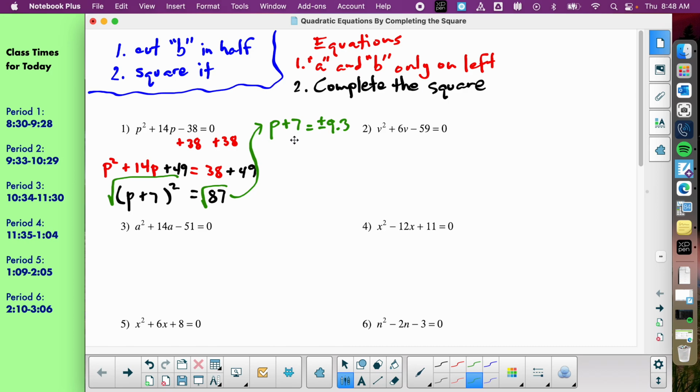And then the last step, which I think you guys are pretty good at, just subtracting 7. Thanks. So now plus and minus means I'm going to have to do positive 9.3 minus 7, which is 2.3. And then negative 9.3 minus 7, which I think is negative 16.3. These would be our two answers.